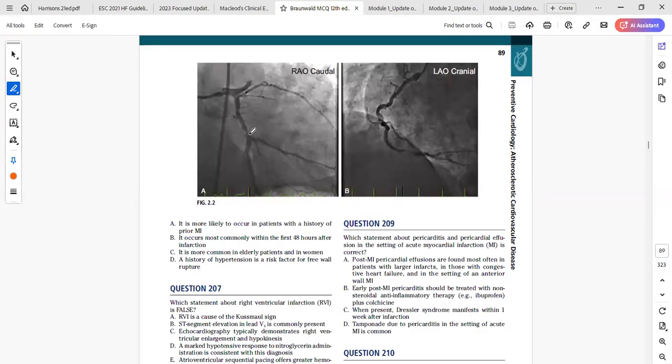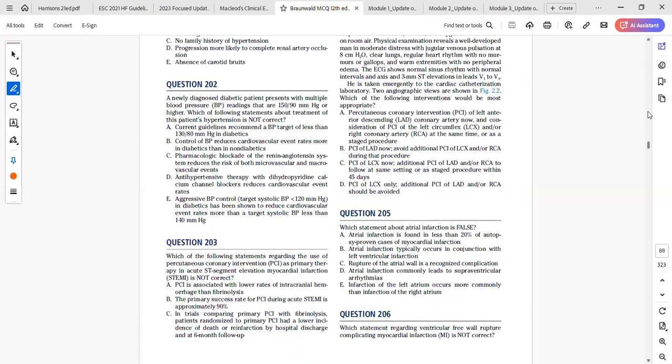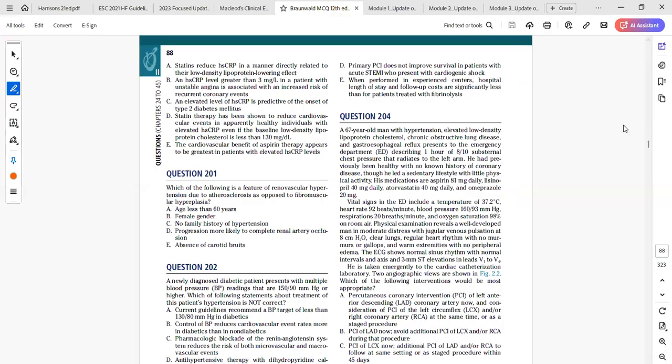Yes, I get what you're saying. So this is the main LAD, and the other one that was completely cut off will be the circumflex. Circumflex, okay. You understand? Going by the anatomy, that's one. But let me see this question. Question 204. Let me read the question. Okay, let me scroll back up. This is the question.